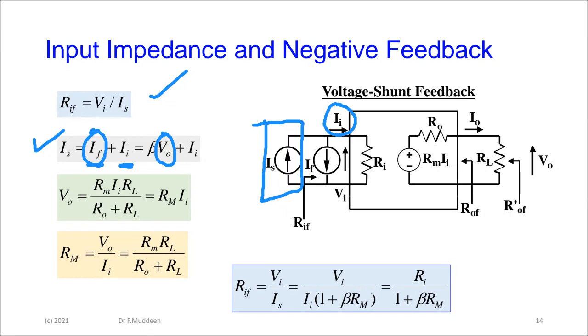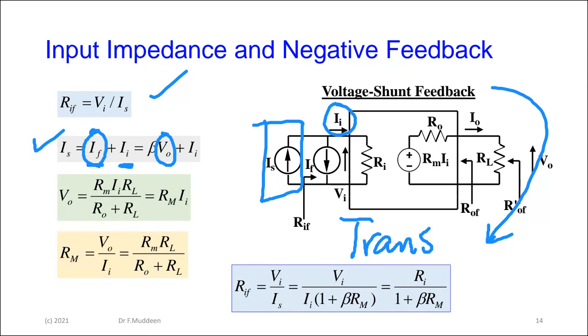Follow the circuit through the same sort of thing that we had before, right? In this case now, voltage shunt, right? So what type of amplifier is this? Trans what? Output is voltage, input is current.